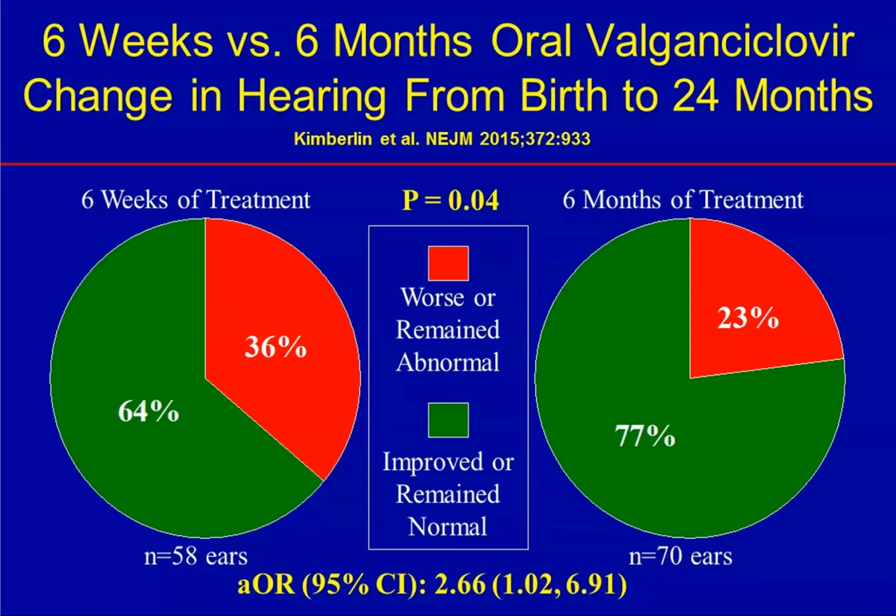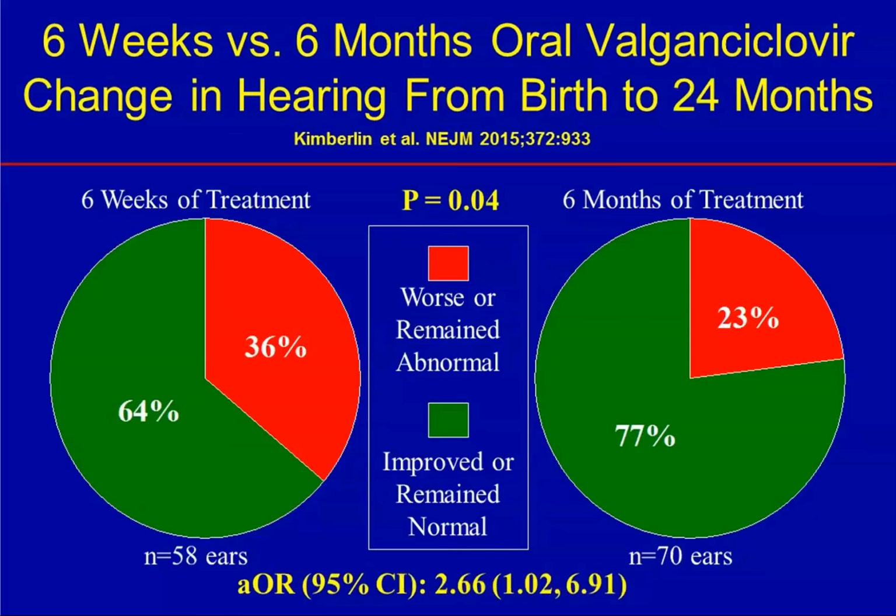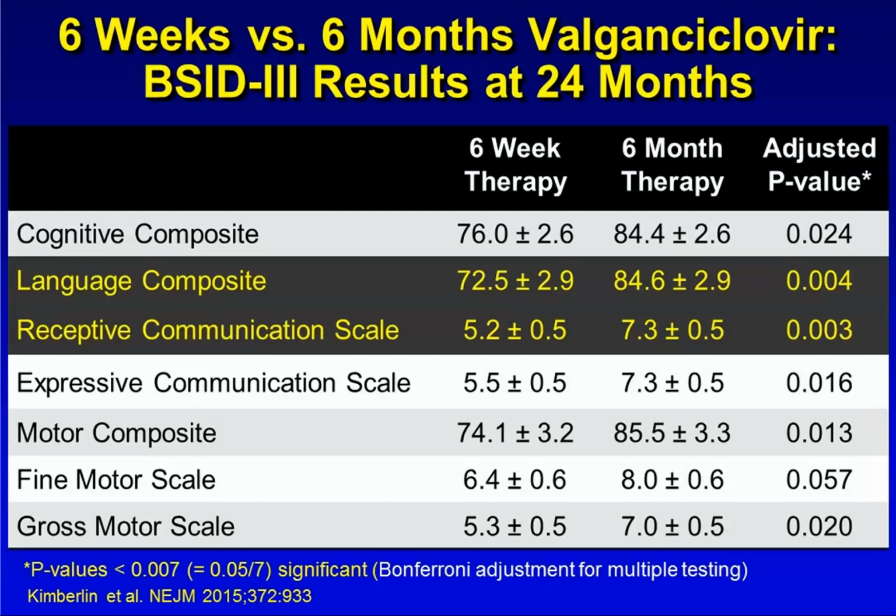So all of these babies were symptomatic. They received 6 weeks of treatment, and then randomized to continuing valganciclovir for 6 months versus placebo. At 6 months, the hearing outcomes were the same whether they received 6 weeks or 6 months. But at 24 months, their hearing outcomes were significantly improved. And when looking from birth to 12 months, also it was significantly improved. And so our recommendation now is to treat these babies for 6 months of antiviral therapy.